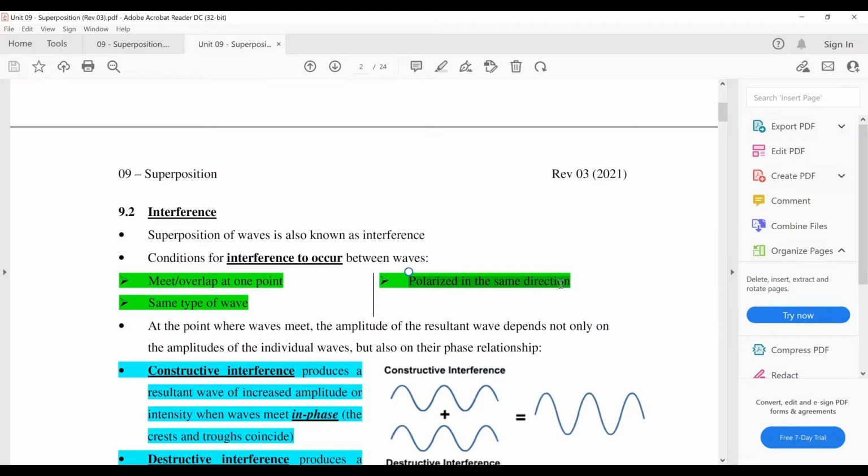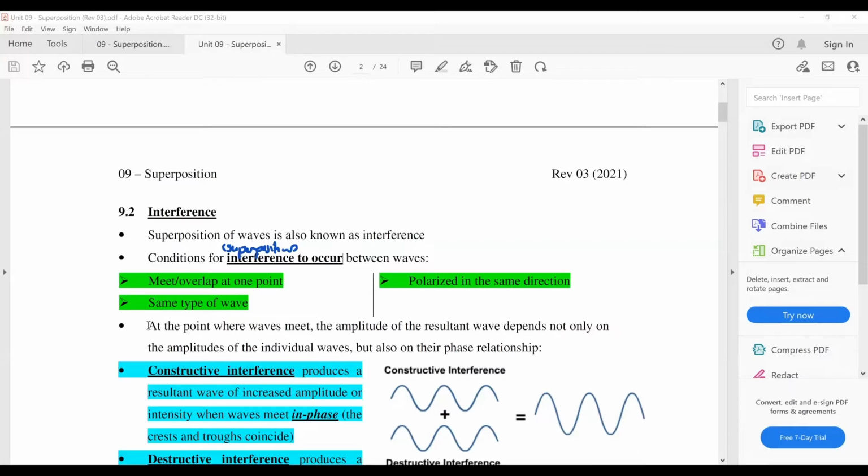So this one was what we just learned in the previous chapter when we talk about transverse waves, which can oscillate in many different planes, many different directions. Once you polarize them, you're only causing them to oscillate in one plane, one direction. So in order for interference or superposition to occur, these are the 3 points you need. They must first meet at a point. They must be same type, transverse, transverse, longitudinal, longitudinal, cannot mix and match. And then after that, they must be polarized also in the same direction.